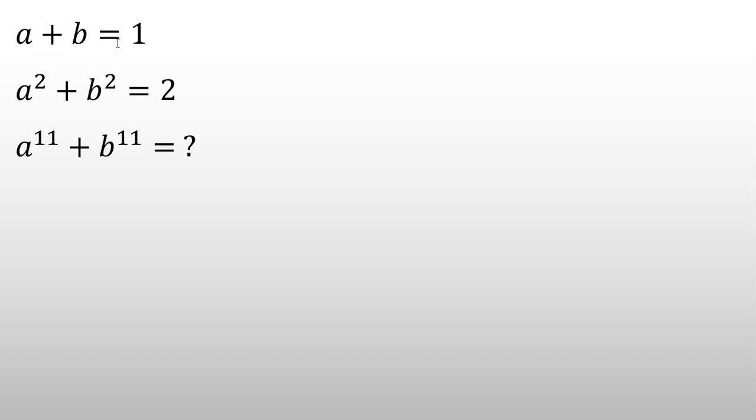a plus b equal to 1, a squared plus b squared equal to 2. We want to find a to the power of 11 plus b to the power of 11. For solving this, I want to use Newton's sums. Let me write.